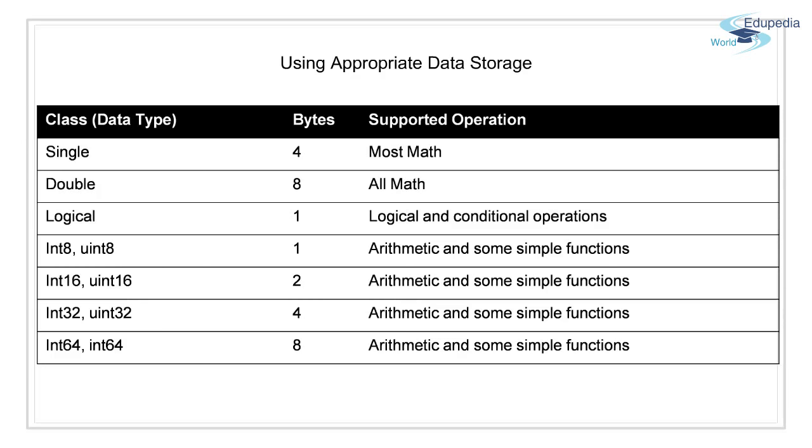Similarly, we have 8-bit integer and 8-bit unsigned integer that also take 1 byte and can be used for arithmetic and simple calculations. Then we have integer 16-bit and unsigned integer 16-bit that take 2 bytes, again for arithmetic and some simple logical functions. Then we have integer 32-bit and unsigned integer 32-bit that take 4 bytes, which again can be used for arithmetic and simple operations. Then we have integer 64-bit and unsigned integer 64-bit that take 8 bytes, which again can be used for arithmetic and some simple operations.